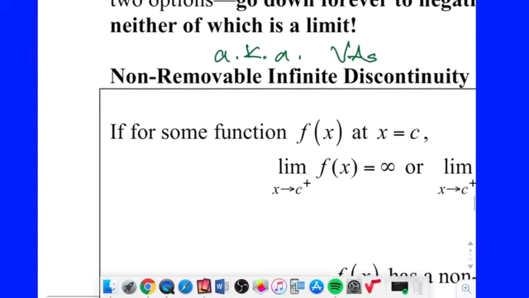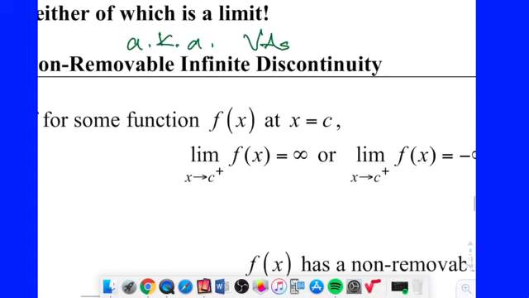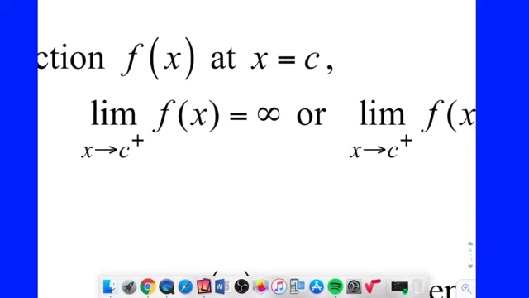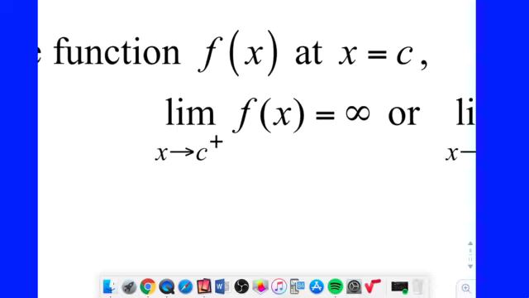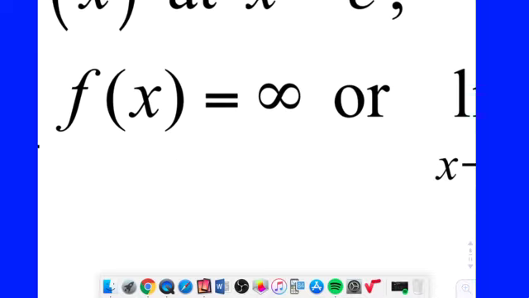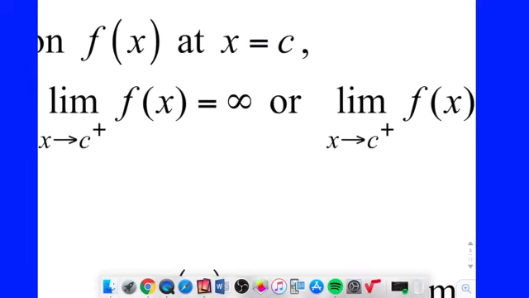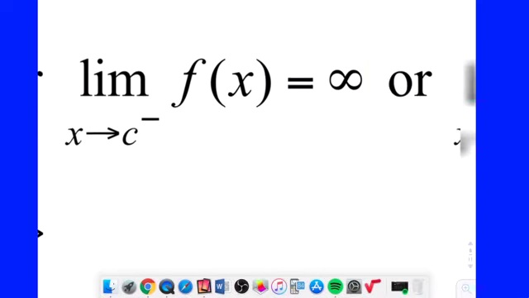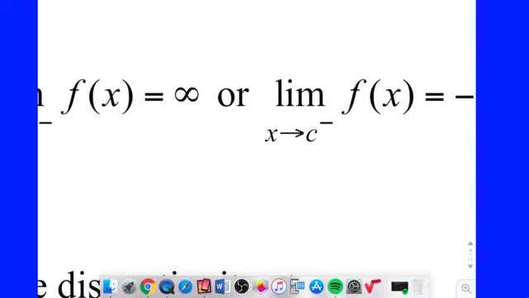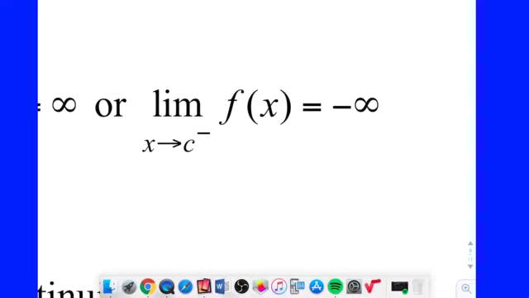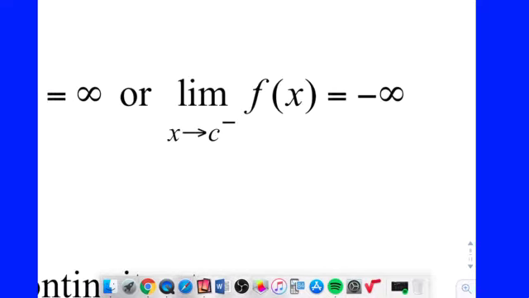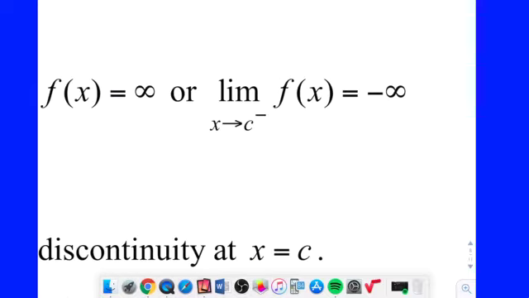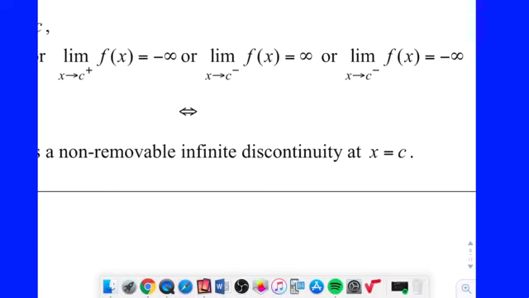So here's the definition of a vertical asymptote. If, for some function at some x value, call it c, if any one of the following four happen, you approach that x value from the right, and the y values go up to infinity, or you approach that x value from the right, and your y values go down to negative infinity. Or similarly from the other side, you approach it from the left-hand side, and your y values go up forever, or you approach it from the left-hand side, and your y values go down forever. Okay? Only one of those has to happen to have a vertical asymptote at x equals c.